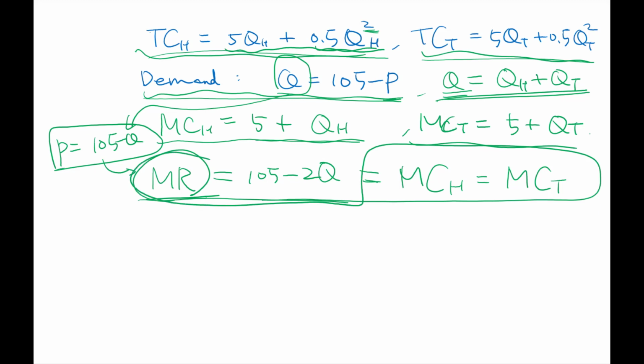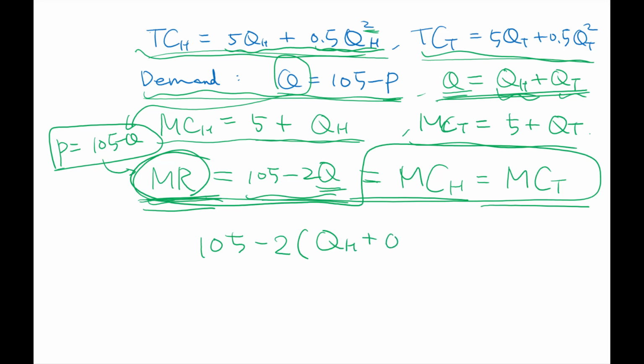So basically you have this one equality and another equality, two equalities, and two unknowns, QH and QT, so you can actually solve a system of linear equations. But then, let's continue. Here, marginal revenue is 105 minus 2Q. Q is the total output, which is in fact QH plus QT, right? And the marginal cost over here is 5 plus QH. And of course, you can write another one for the marginal cost of QT for the other company.